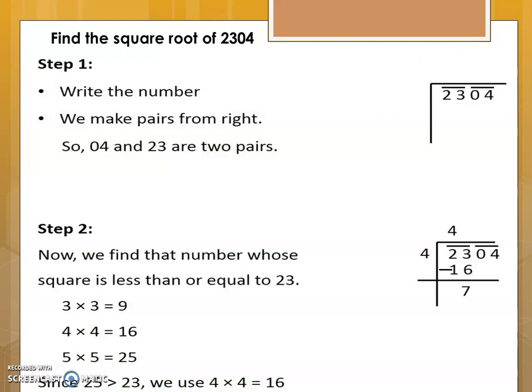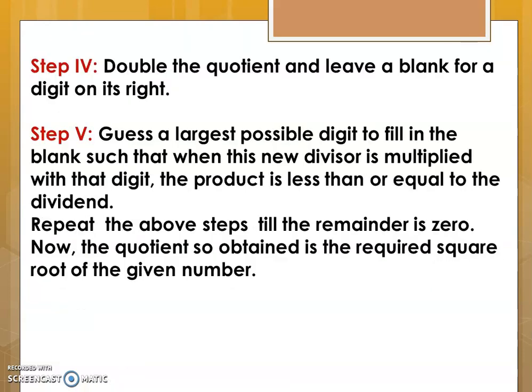Now we will place the 4 over here on the left hand side as a divisor and 4 over here as a quotient. So 4 into 4 is 16. This way we are supposed to write. So the first group you consider is 23. Think of the nearest perfect square to 23, that is 4 4s are 16. Then you subtract 16 from 23 and get the remainder as 7. So these are the first few steps of doing it.